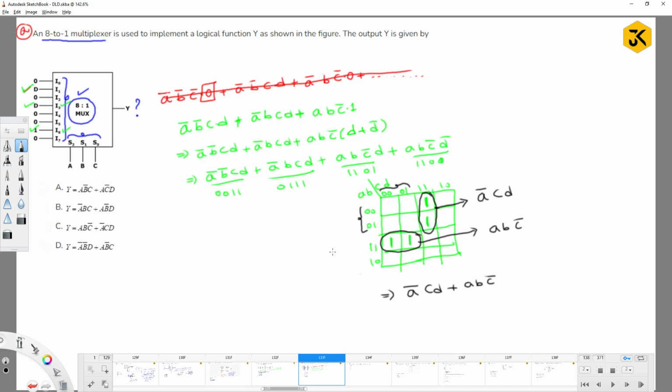A bar CD, is it there? Yes, A bar CD plus AB C bar. So option C is the correct answer. I hope you understood clearly. Thank you.